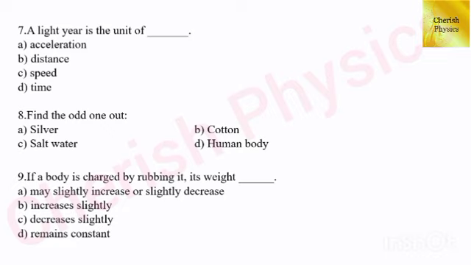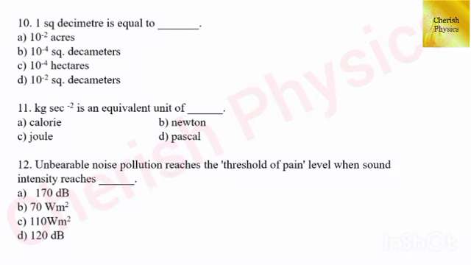Ninth question. If a body is charged by rubbing it, its weight will dash. Option A, may slightly increase or slightly decrease. 10th question. 1 square decimeter is equal to dash. The answer is option B, 10 to the power minus 4 square decameter. 11th question. Kilogram per second is an equivalent unit of dash. The answer is Newton per meter.